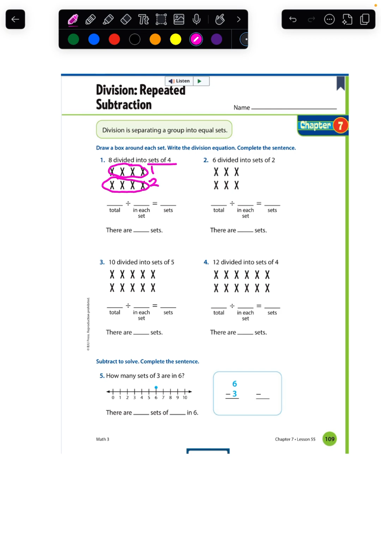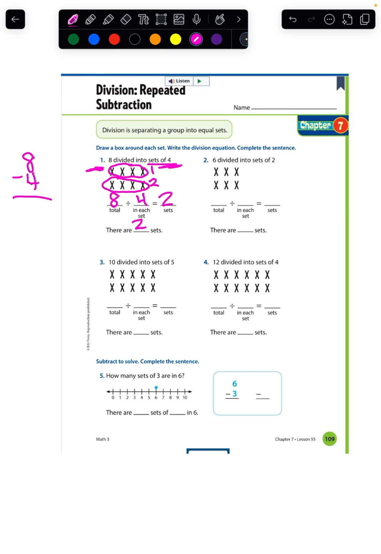Okay? So I know that I have 8 X's total, and I divided them into sets of 4, and I had 2 sets. So there are 2 sets. Now this is where your repeated subtraction comes in, okay? What they're trying to get you to understand is that you have 8, and on this first set, you take away 4.